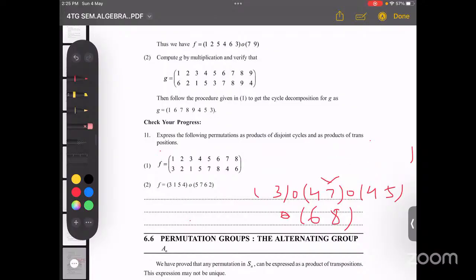The second one you can try on your own. They are in the form of disjoint cycles. So you have to write them in the form of transpositions, and then you have to find the product of transpositions and also disjoint cycles.